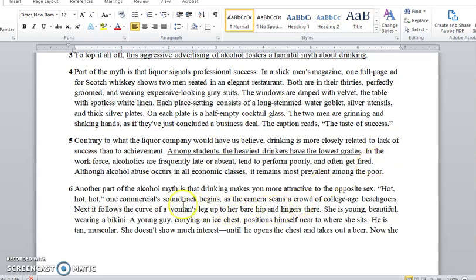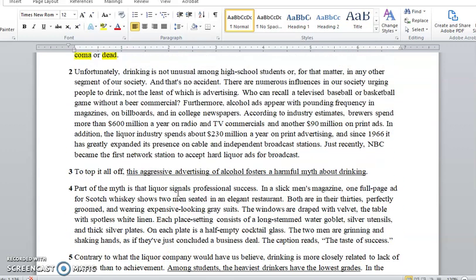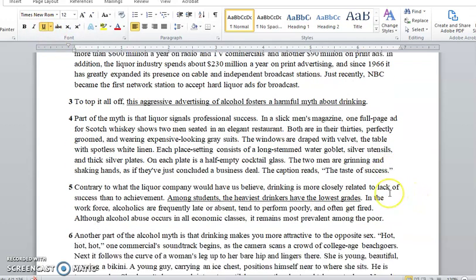A couple other ones that we might have found in paragraph number 2, but it being no accident, perhaps that also can be considered an opinion, an assertion there. In paragraph number 4, maybe the very first sentence, "Part of the myth is that liquor signals professional success."